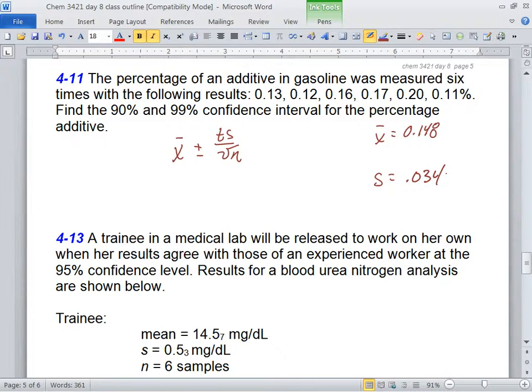Now we can calculate our interval. Oh, we have to look up a t. So we'll have our average. Just get it into this format. So we'll have our average, 0.148 plus or minus, our S was 0.034. And we had 6 measurements, right? So that'd be the square root of 6. We've got to multiply it by our t. So we have to look up a t.